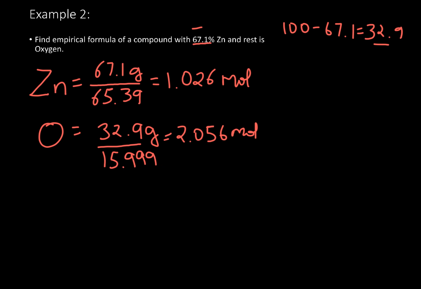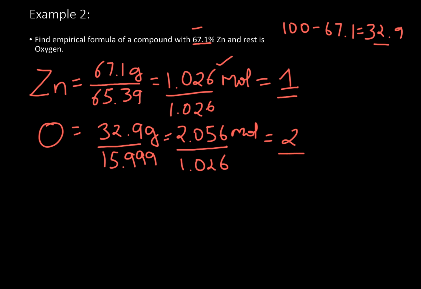And so all you need to do now is divide both of these numbers by the smaller of the 2, which in this case is the moles of zinc. And so this becomes 1.026 and this is 1.026, and see what answers you get. And so what I got was for zinc obviously 1, and for oxygen I got 2.00 something, and I can confidently round that as 2. Now that I have my 2 answers, I will simply use those as subscripts and my formula becomes ZnO2. Alright, so this is how you find empirical formula.